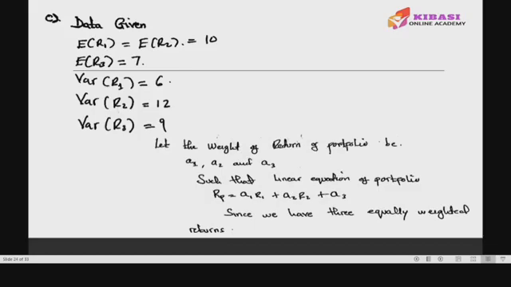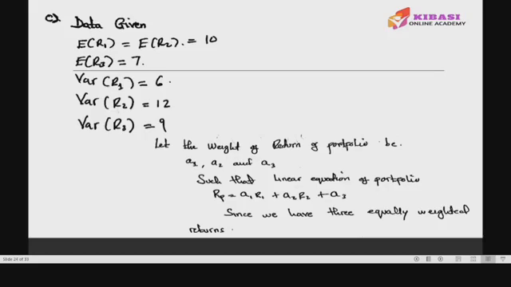So let the weight of the return of portfolio be A1, A2, A3. Weight za hizi portfolio kwa sababu tuna portfolio ya R1, R2, R3, so weight zake tunaziweka itakuwa ni A1, A2, A3. Lakini kwenye swali alisema ziko equally weighted, so kumbuka kwamba kama equally weighted itakuwa A1 ni sawa na A2 sawa na A3.